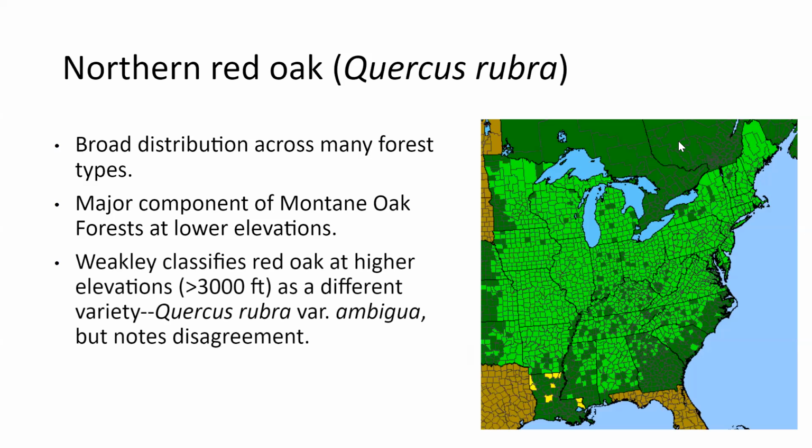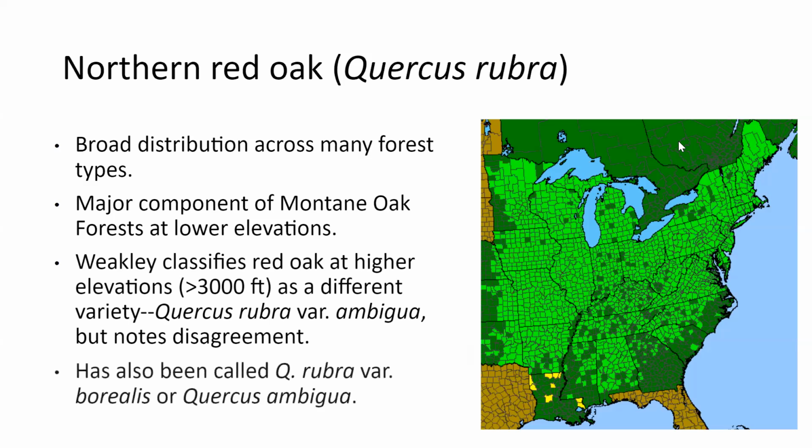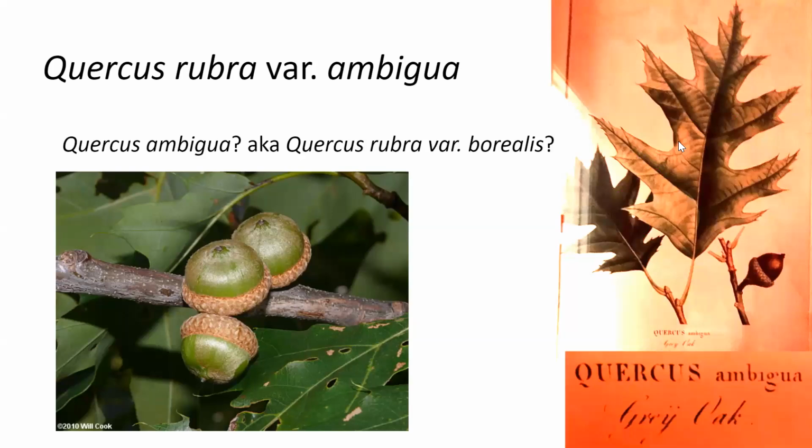In the Weakley flora, he classifies red oak at higher elevations as a different variety. Sometimes this is called Quercus rubra var ambigua, but also there was even a pretty heated discussion on Facebook recently. Another name that I've seen kicked around for this species is Quercus rubra var borealis. So there's still a lot of work being done to figure that out, right? So I've seen it called Quercus rubra var borealis, or just plain Quercus ambigua. In fact, I have this print. This is taken from François André Michaux's North American Sylva. This is a print of Quercus ambigua.